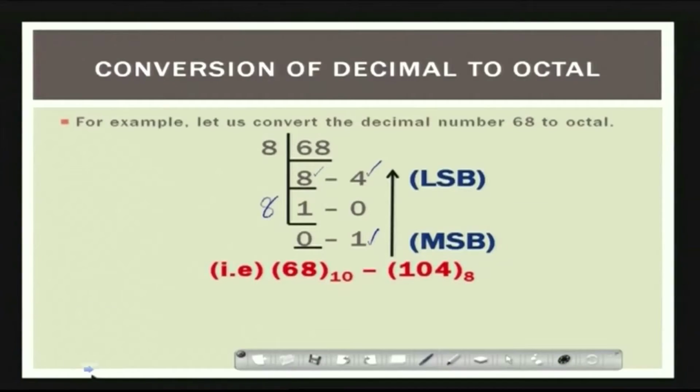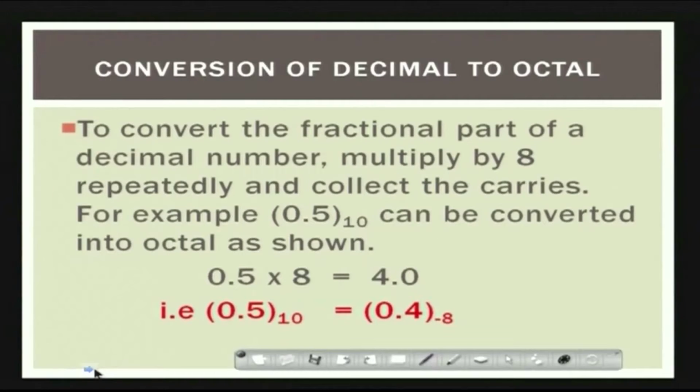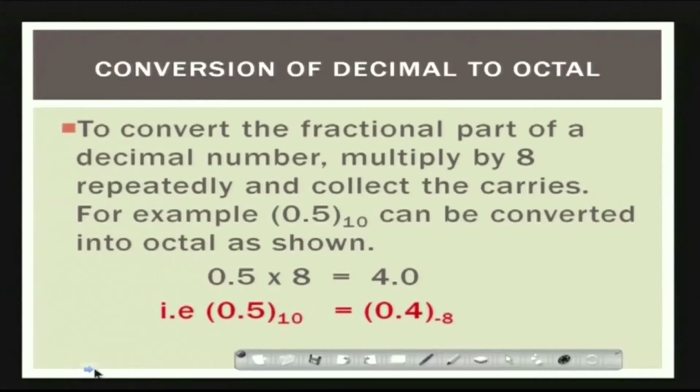The next important thing is, let us take one more example, like 0.5. So far we have seen only the integer part. Now, we will see what happens when we take a fractional number, 0.5. How to convert 0.5, which is a decimal number, to an octal number? What we will have to do is multiply the decimal number 0.5 with 8 and take the carries. 0.5 multiplied by 8, you will get 4 and a 0.